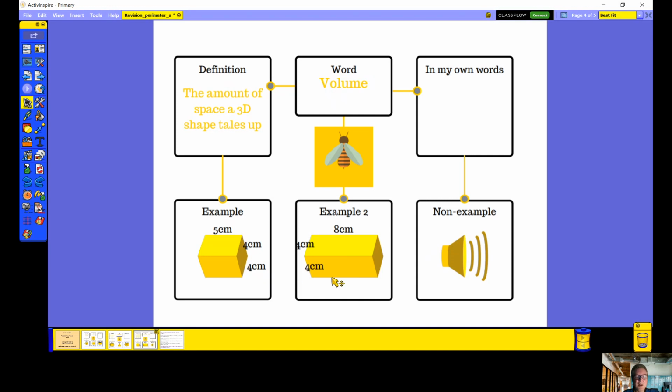For those of you who are feeling confident about the perimeter and area, how would you work out the volume of that shape and that shape? This is the non-example. This is how loud a sound is, and it's not what we're trying to find out, which is the amount of space a 3D shape takes up. So just change that word to takes up.